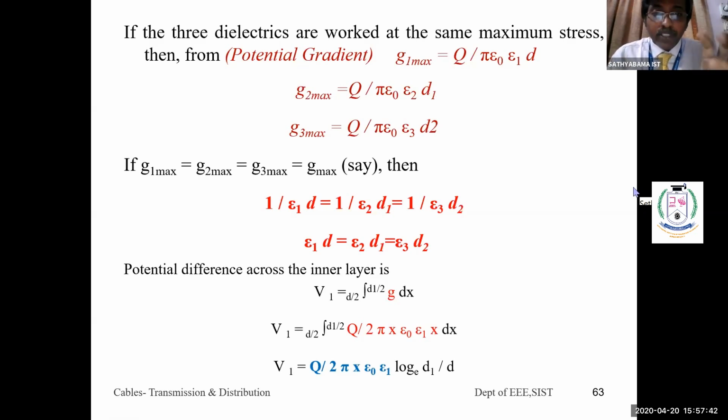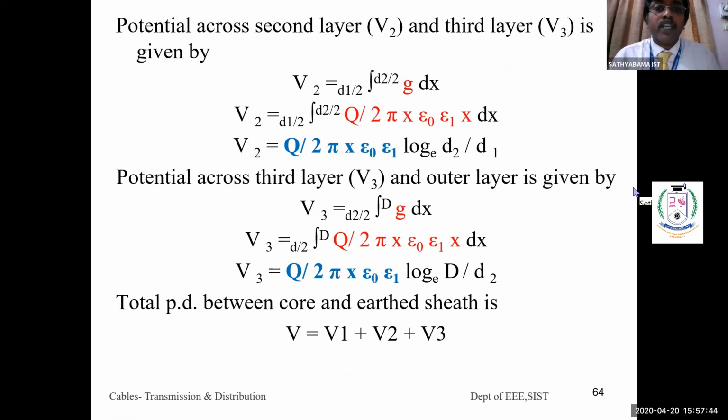So now, based upon this concept, we are going to see the potential in the second layer, that is second to third. In the second layer, what is the radius we are having? D1 by 2. And in the third layer, what is the radius we are having? D2 by 2. That's why here we written D1 by 2 as the lower limit and D2 by 2 as the upper limit. The same procedure you did in V1, you have to do it. And finally, you can get that answer. V2 is equal to q divided by 2 pi epsilon naught epsilon 1 log e d2 by d1.